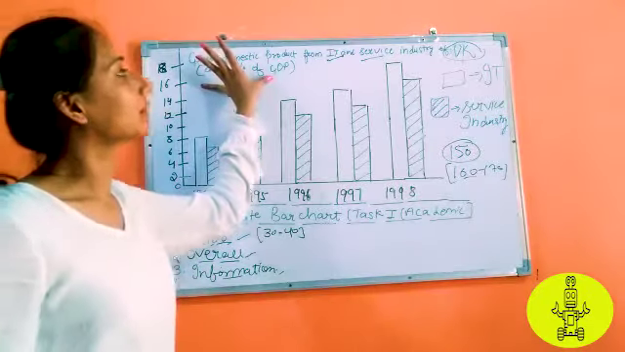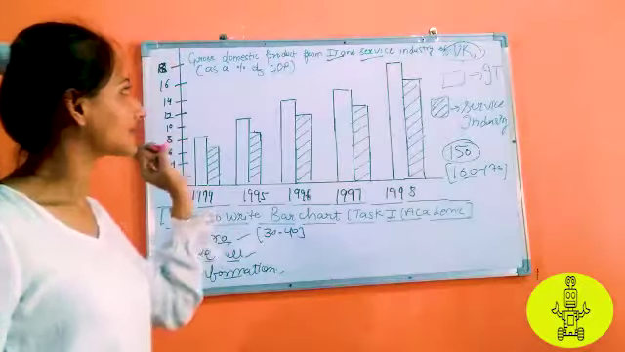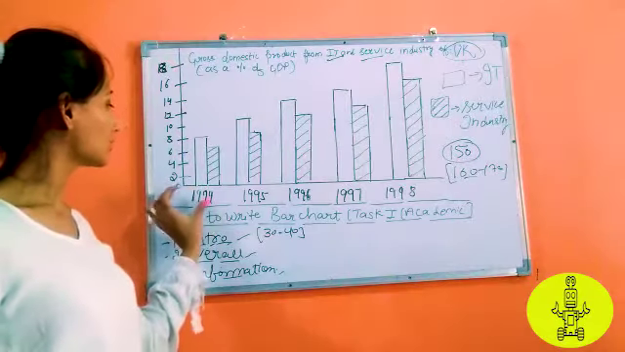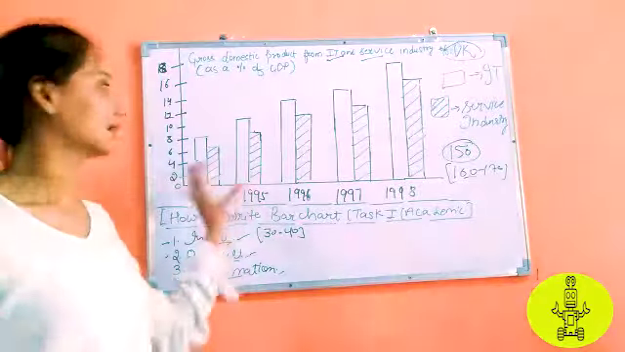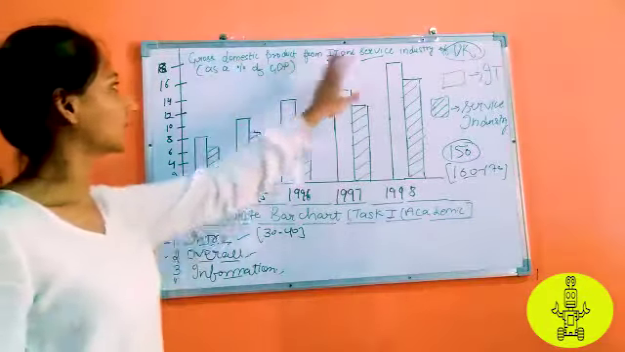After that, you can add some words. For example, as I did, this chart is showing the information from 1994 to 1998. So you can add this in the rephrased heading.